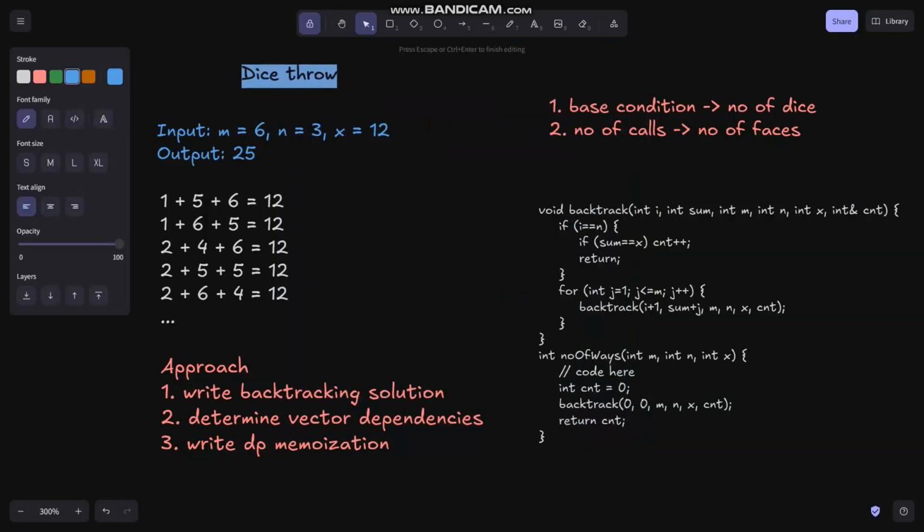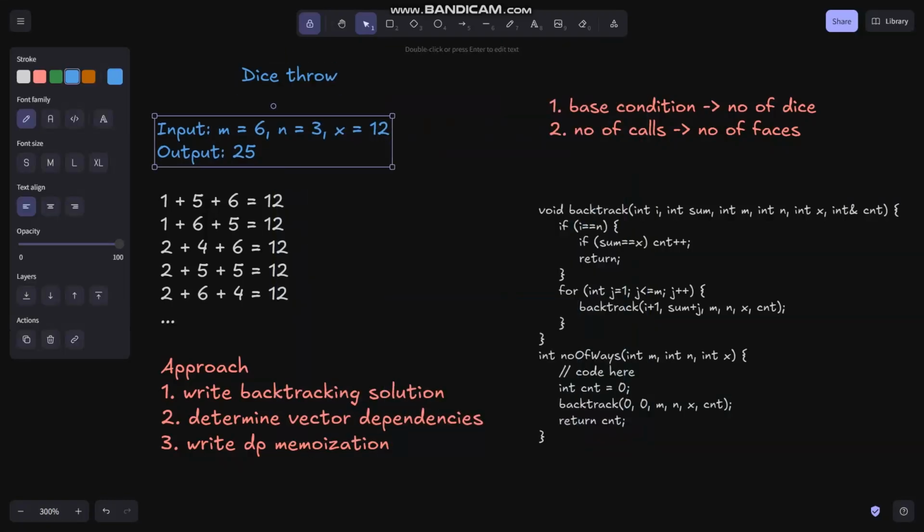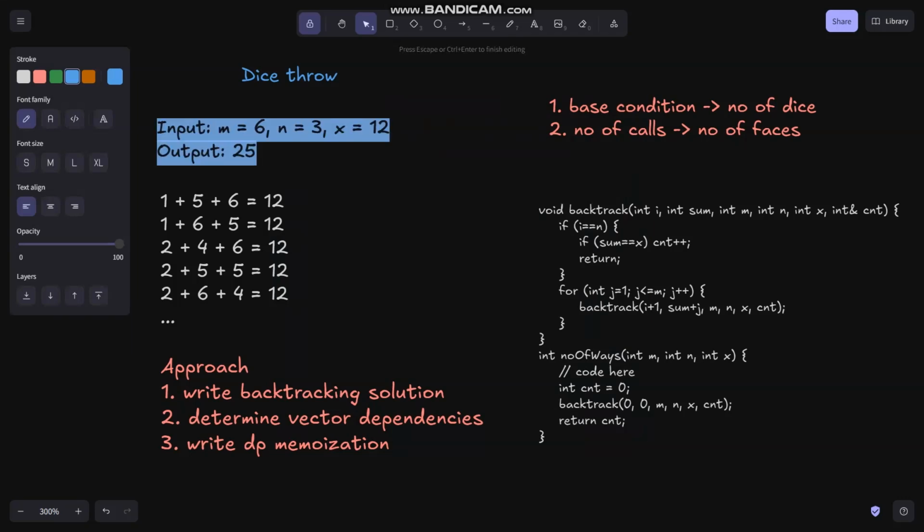23rd May GFG question. Dice throw. So we are given three arguments, m, n, and x. What is m? M is the number of faces on a dice. Like it is given as 6, that is a standard dice. Then n is the number of dices. And x refers to the summation, the target sum that we have to get.